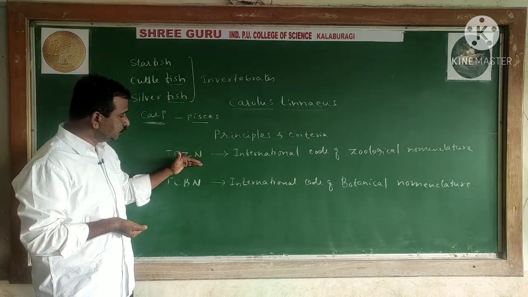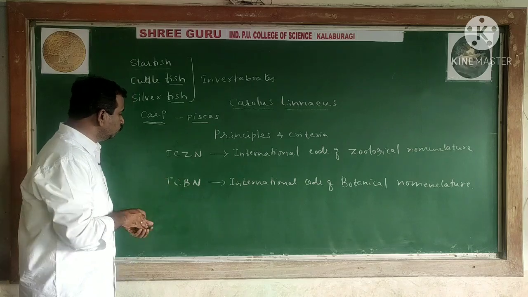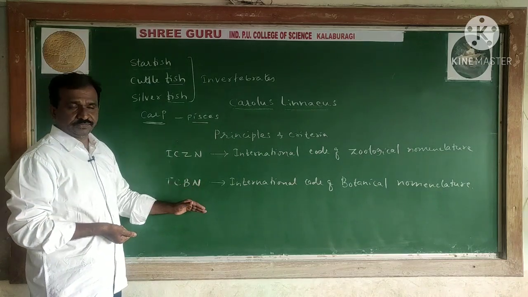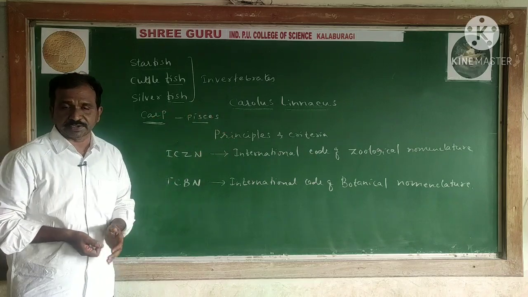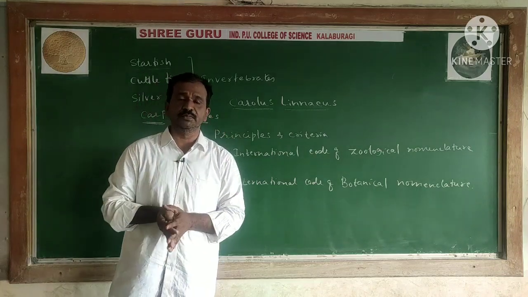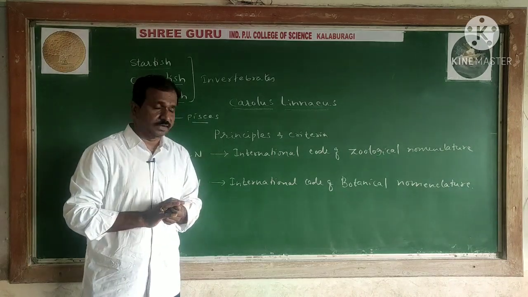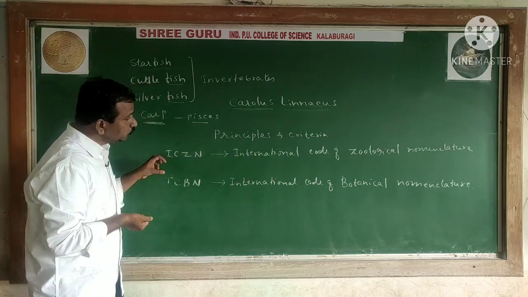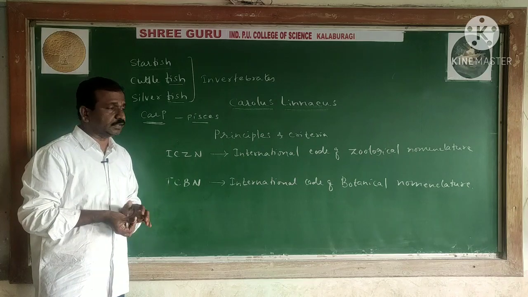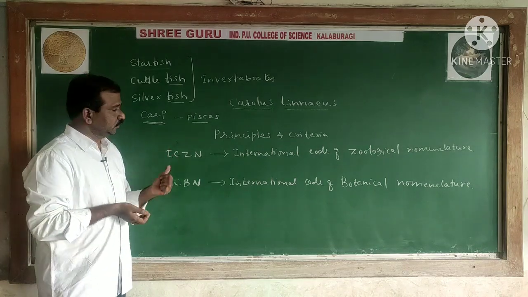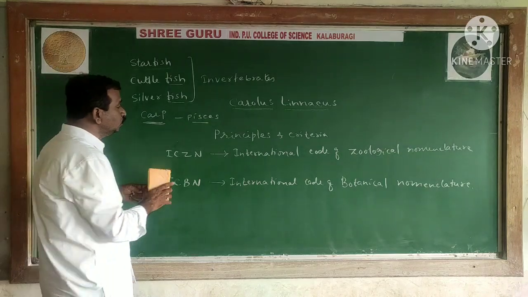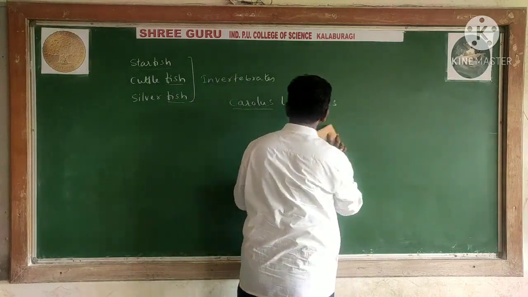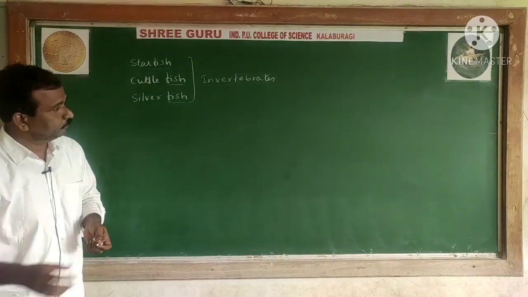So in this way, these two organizations, ICZN and ICBN, normally start giving scientific names to plants as well as animals based on principles and criteria. After observation, they made certain rules also, on how to give scientific names. So next I am going to explain the rules of binomial nomenclature. You also write this down, it is important in the examination for 3 marks.